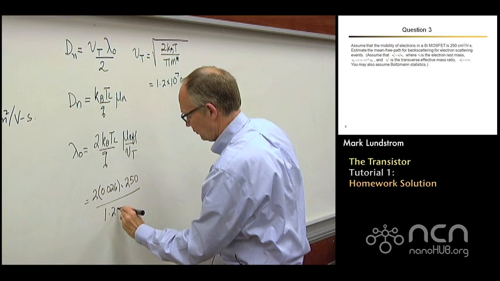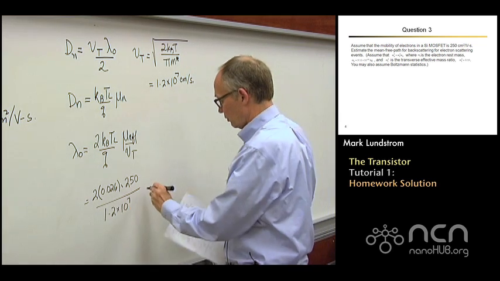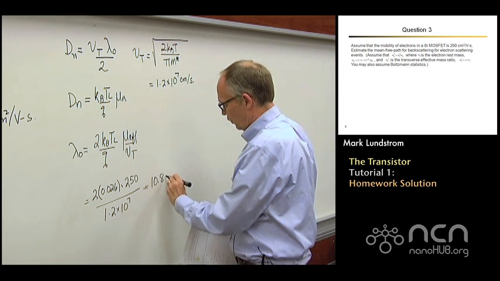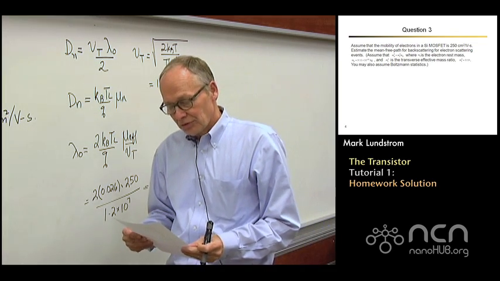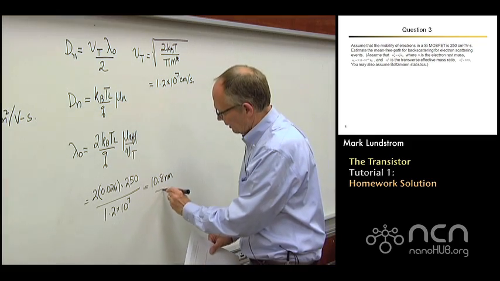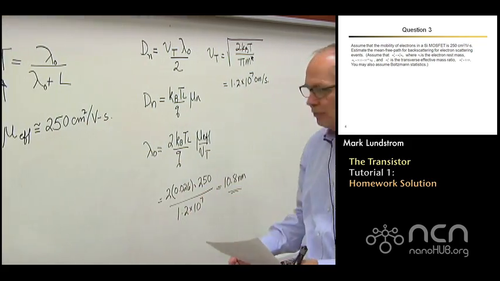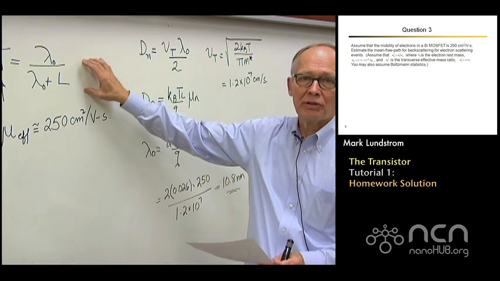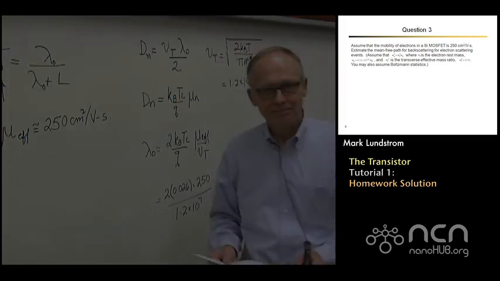So we put that downstairs. And all we have to do now is to work that out. And if you work that out, you'll find 10.8 nanometers. So one of our solutions, solution C, was 10. That's the closest. So we've estimated that for this particular mobility, it corresponds to a mean free path of about 11 nanometers. Now we know how to compute the transmission of our MOSFET. So that's it for problem 3.